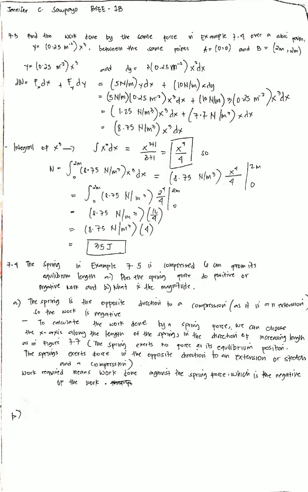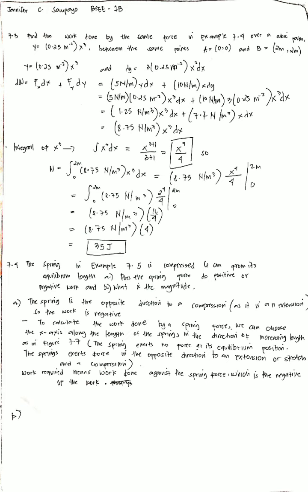7.3 Check your understanding. Find the work done by the same force in example 7.4 over a cubic path y equals (0.25 N/m²) x³, between the same points a equals (0, 0) and b equals (2 m, 2 m). So the components of the force are given functions of x and y.